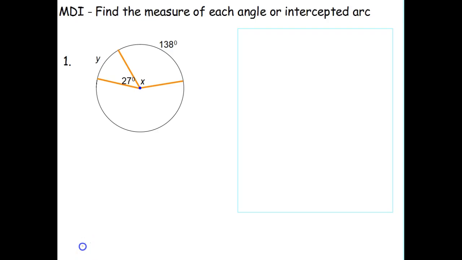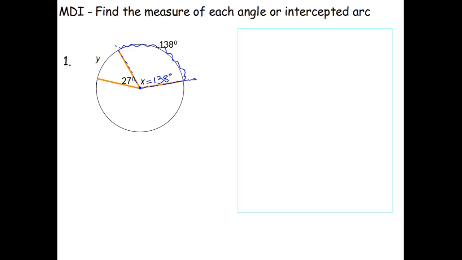So in today's lesson, we're just going to continue our discussion from yesterday. On the MDI, they've given you an x that you need to find and a y that you need to find. So if we look at x, x is a central angle because its vertex is at the center of the circle. So we know that a central angle is equal to its intercepted arc. So if we follow this side out here and this side out here, we can see that the intercepted arc is this piece right here. So x is also going to be equal to 138 degrees.